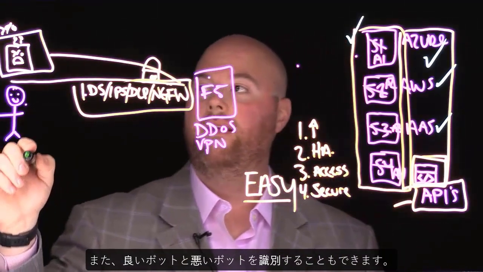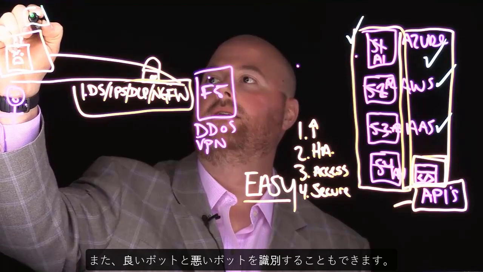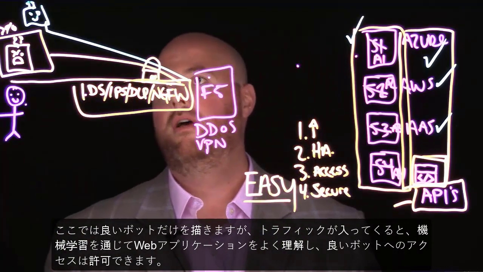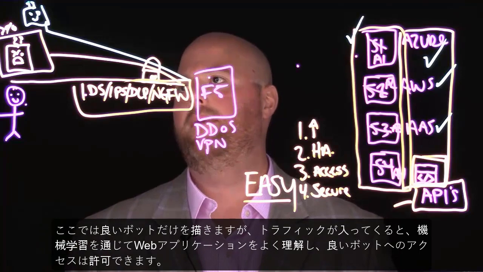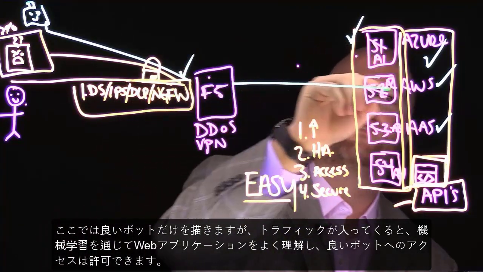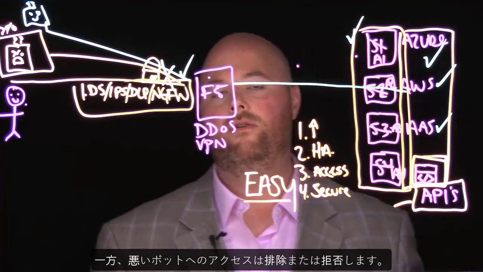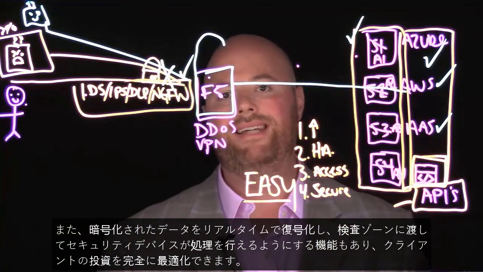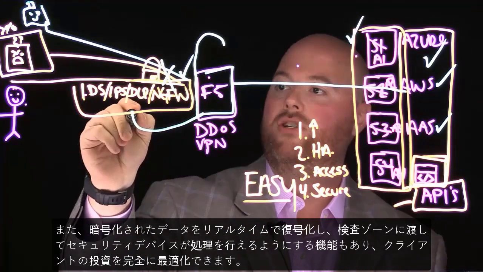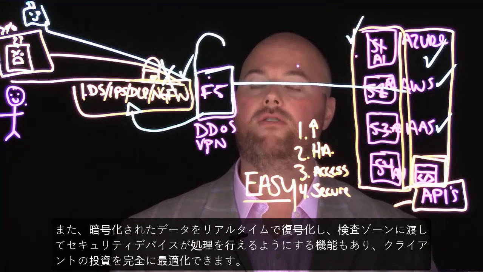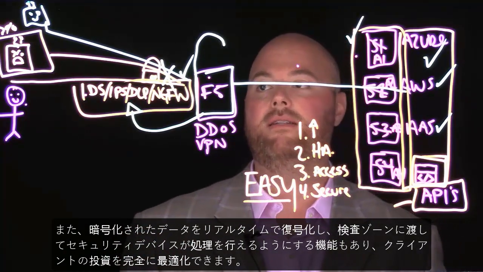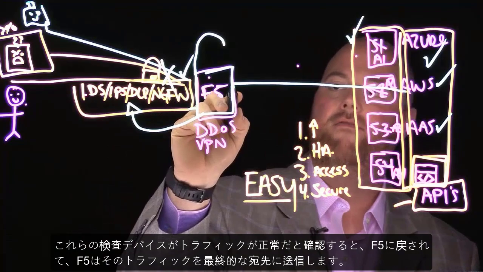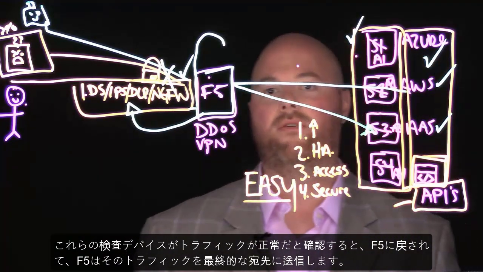We can also recognize the bad bots from the good bots. And I'll just draw a good bot right here. This traffic comes in and we are able to, through some machine learning and being able to get to know your web application very well, grant access to those good bots and then reject or deny access to those bad bots. We also have the ability to decrypt encrypted data in real time and then pass it to your inspection zone to have them do their jobs. That's fully optimizing the investment that our clients have made. If those inspection devices acknowledge that this traffic is good, then they'll pass it back to F5 and F5 will send it off to its final destination.